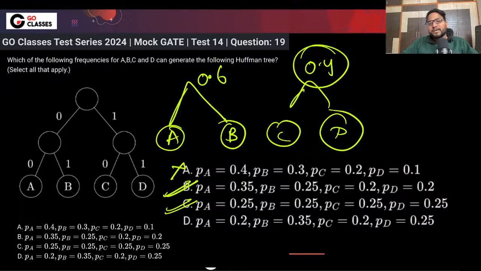So let me know if there is any difficulty in B, because some of the people are saying that there is a difficulty in B. So what is the difficulty that you are facing in B? B and C are the answer.